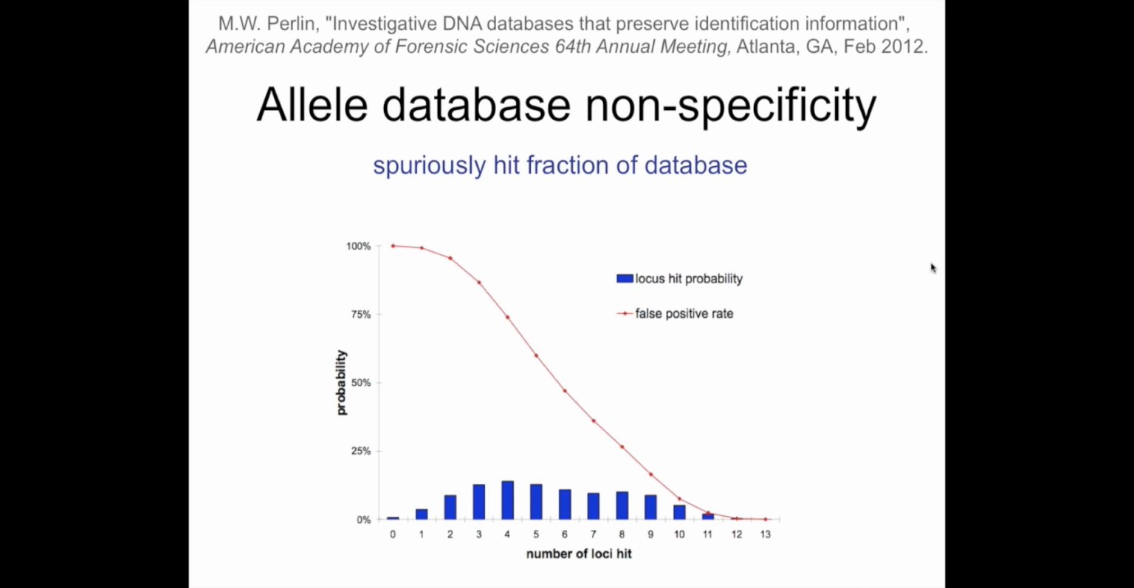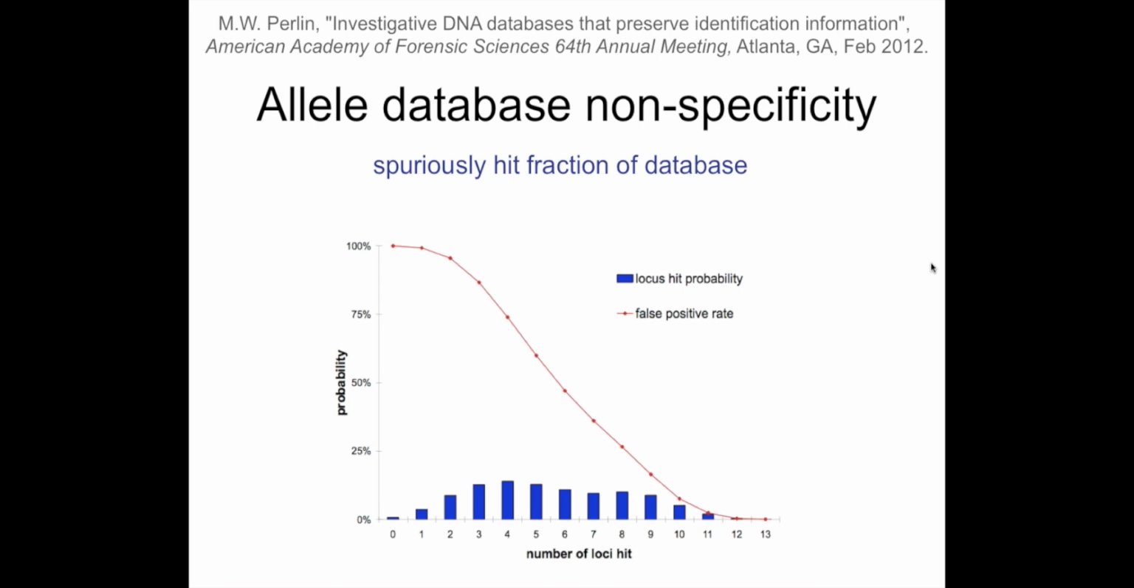This was quantified in a talk that I gave 3 years ago at the American Academy of Forensic Sciences in Atlanta on investigative DNA databases that preserve identification information. What we see in this figure is, let's look at the x-axis. Starting all the way on the right, we're looking at 13 CODIS loci, and that would represent that all 13 loci are hitting allele list evidence relative to a possible contributor.